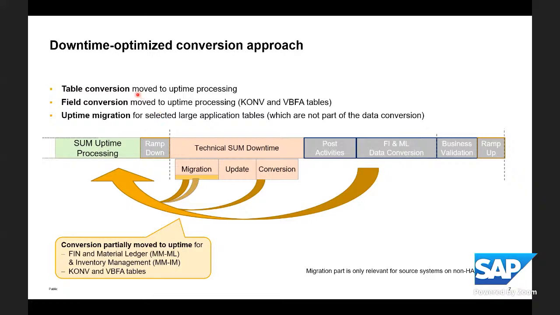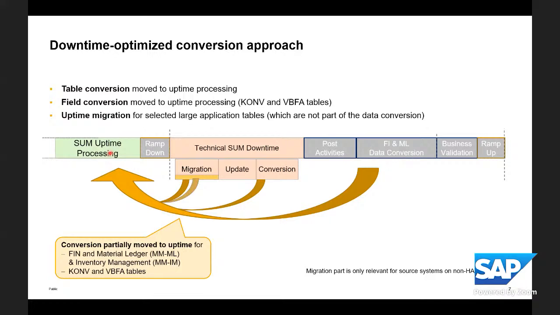So table conversion is moved to uptime processing as discussed, MUTDoc as one example, and ACDoc-A even, partially in uptime. Then there are some specific parts where not a complete table is moved to a different table, but only fields, specific fields of existing tables are adapted, especially conv and VBFA. This can be executed in uptime as well, since those large tables take time to be adapted. And as mentioned, migration, if source is not yet HANA, then the database migration of those tables affected by the new data model is moved to uptime processing.